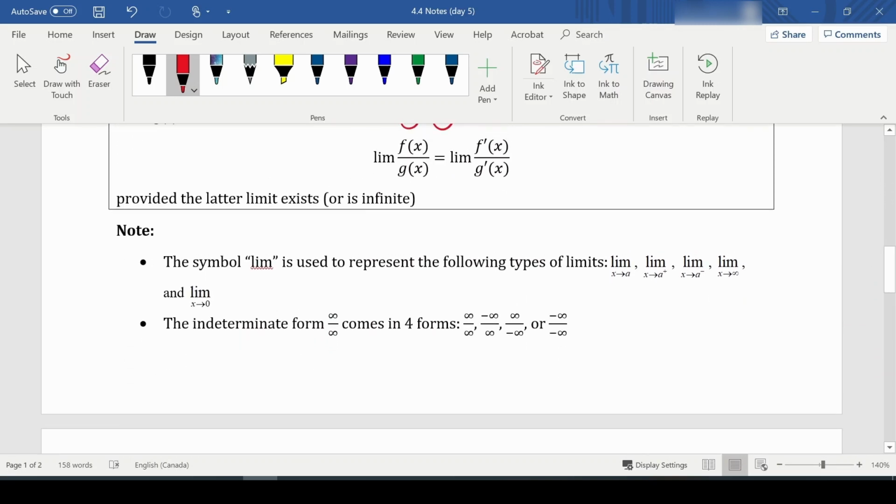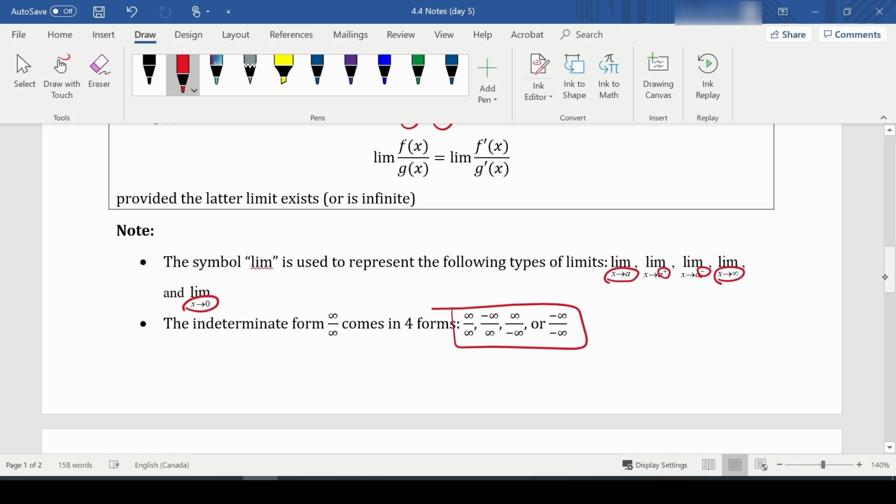Now, there's a couple different things that you might see here. For example, you might see infinity over infinity, or negative infinity over negative infinity, or you might have one positive and one negative infinity, but the key here is that there's different types of infinity over infinity, okay? Your limit might be x approaching a. You might be approaching from the right or the left. You might be approaching infinity or 0, okay? Any of those are okay, and L'Hopital's rule can be applied.